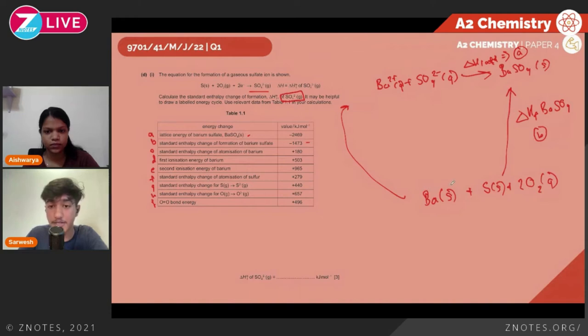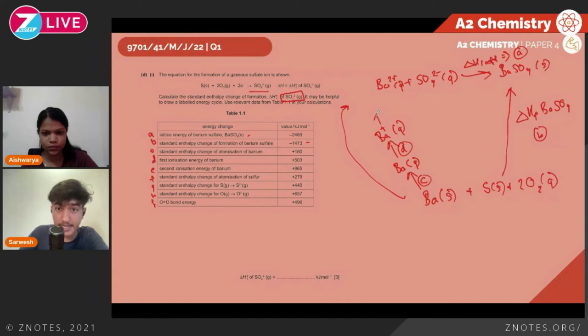So from barium solid, first you will make atoms of barium, so barium gaseous. This would be your standard enthalpy change of atomization. Let's see where we have this. Energy C. From atoms of barium, you'll form 1 plus ions of barium. So you will form barium 1 plus gaseous. This would be your enthalpy D. And from that, you form Ba2 plus.